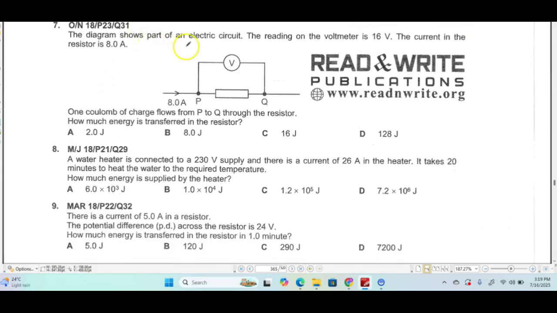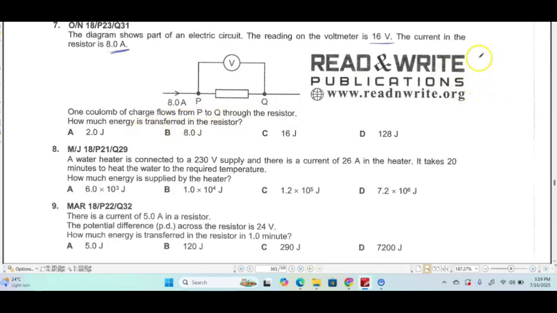The diagram shows part of an electrical circuit. The reading on the voltmeter is 16 volts. The current in the resistor is 8 amperes. 1 coulomb of charge flows from P to Q through the resistor. How much energy is transferred in the resistor?